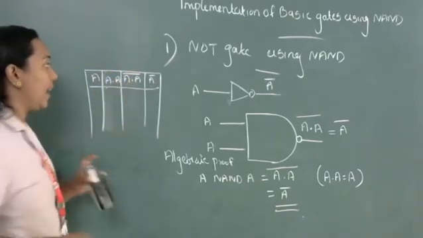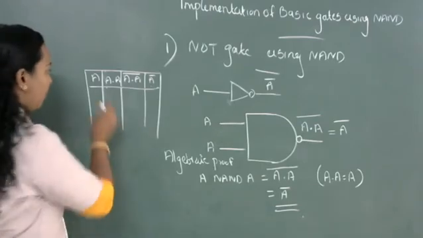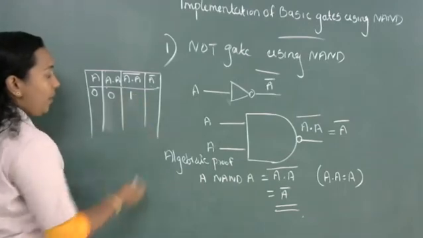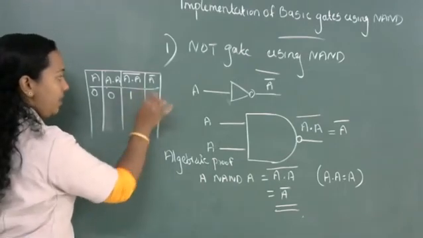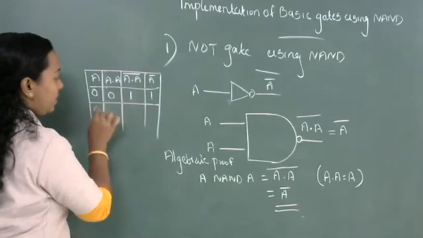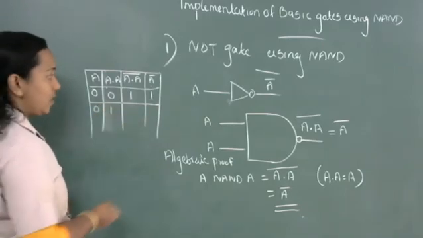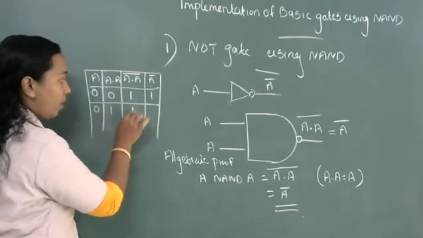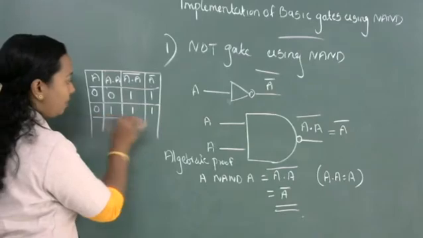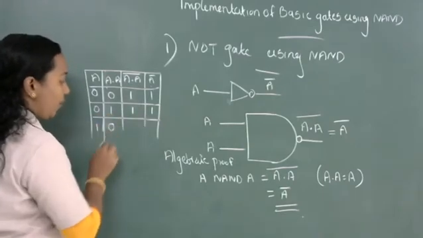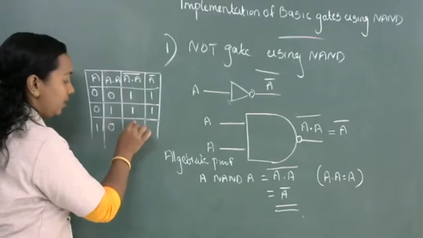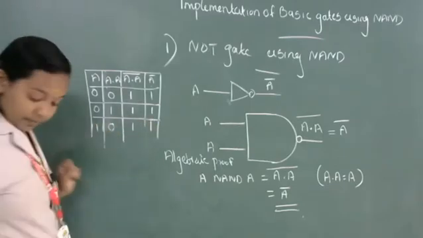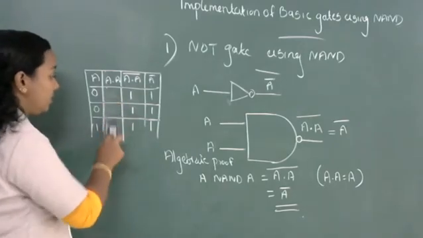A dot A all complement. With A equal to 0: 0 into 0 is 0, and its complement is 1, so A complement is 1. Then 0 into 1 is 0, and its complement is 1, so A complement is also 1. Then 1 into 0 is 0, its complement is 1, and A complement is also 1.